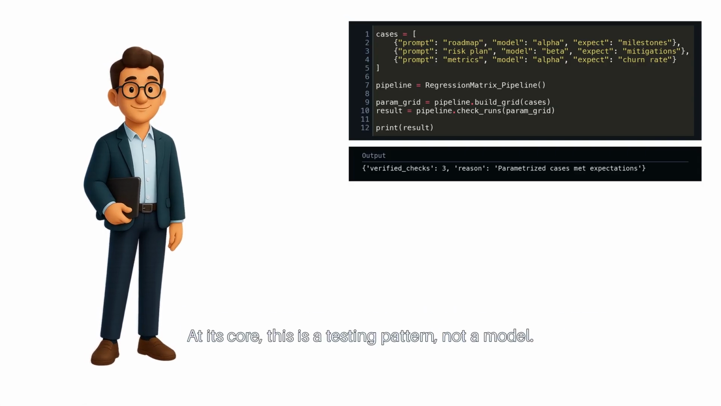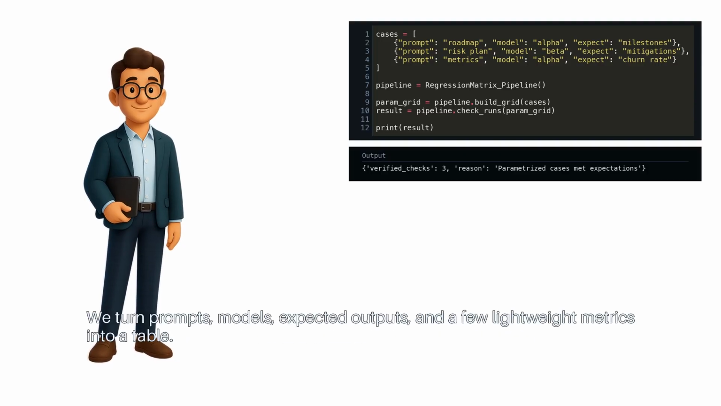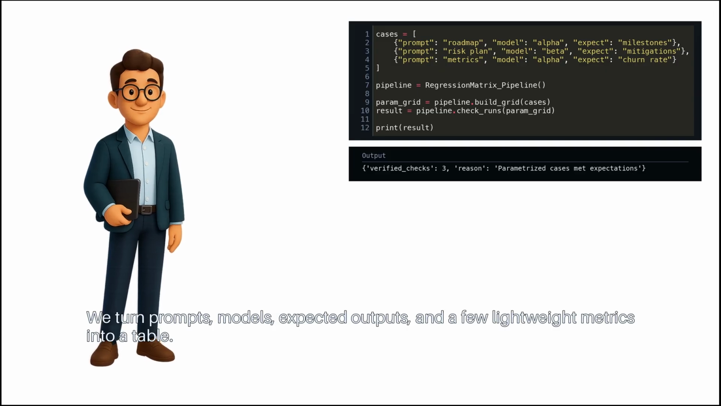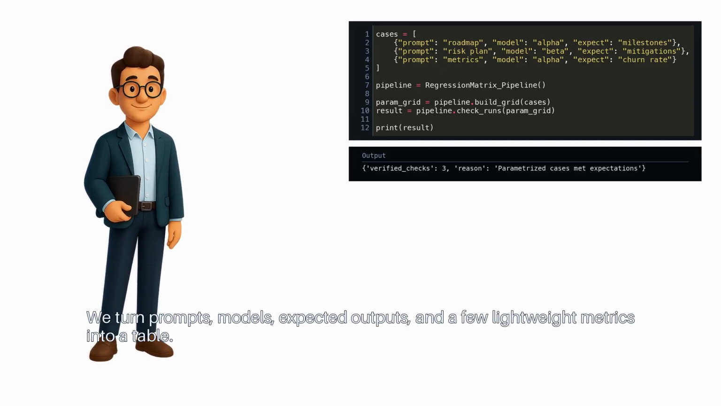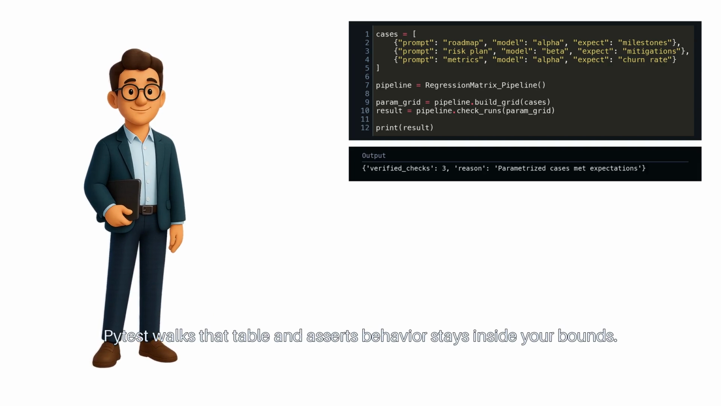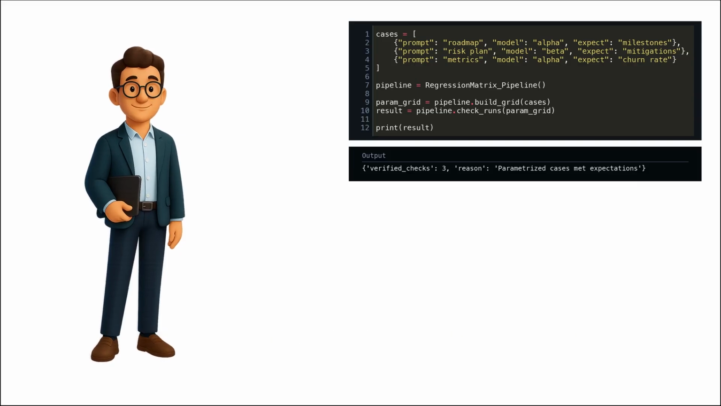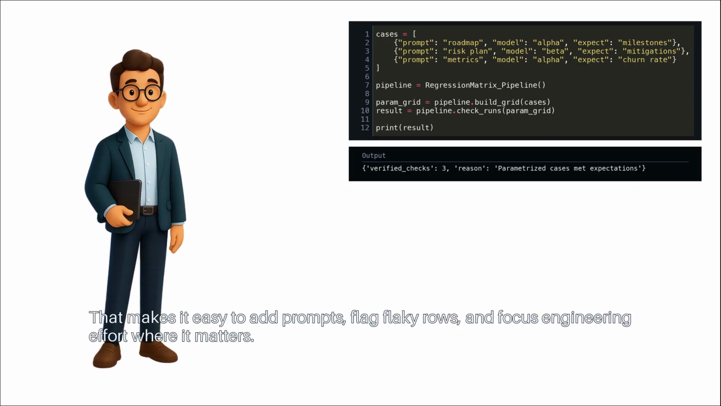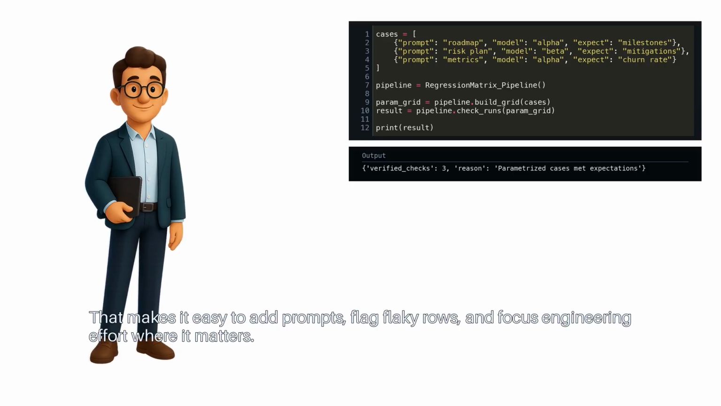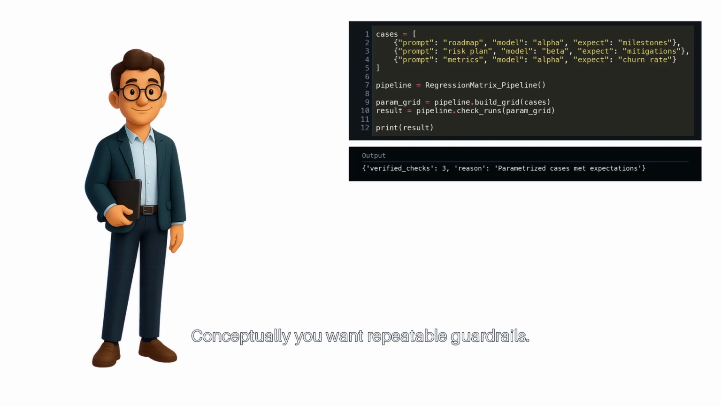At its core, this is a testing pattern, not a model. We turn prompts, models, expected outputs, and a few lightweight metrics into a table. Pytest walks that table and asserts behavior stays inside your bounds. That makes it easy to add prompts, flag flaky rows, and focus engineering effort where it matters.